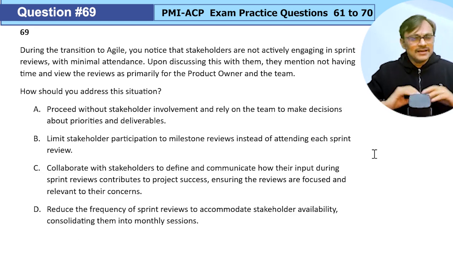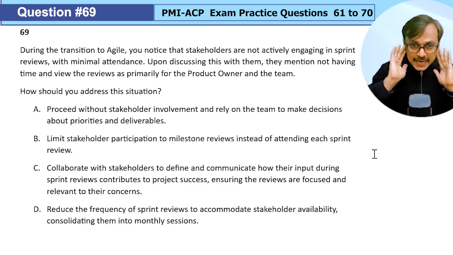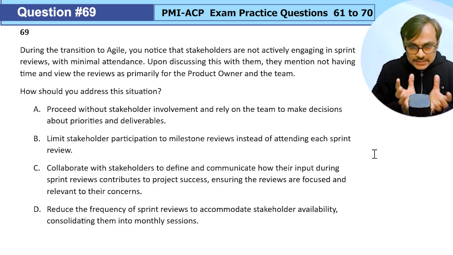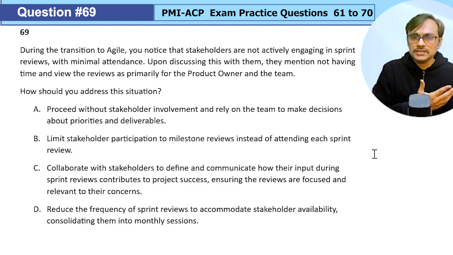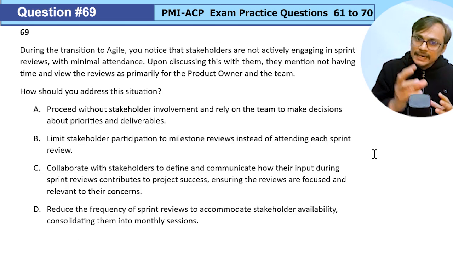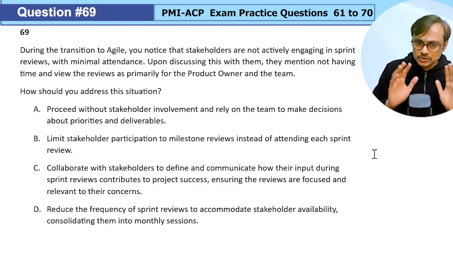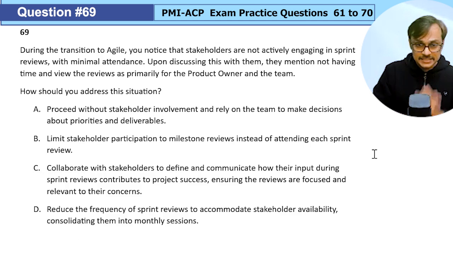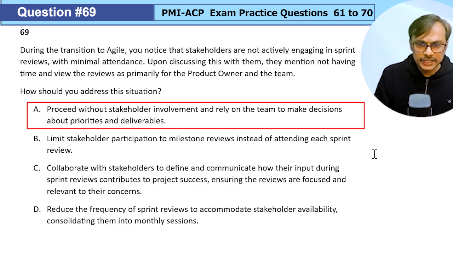Now, some of you will say, no problem. Anyway, the product owner is part of the review. But as an agile mindset practitioner, I want stakeholder feedback coming in the review. The product owner was anyway with us throughout the sprint or iteration. So we do want to encourage and involve them rather than find some middleman for it. So I need to handle this problem. Let's see. Option A. Proceed without stakeholder involvement and rely on the team to make decisions about priorities and deliverables.